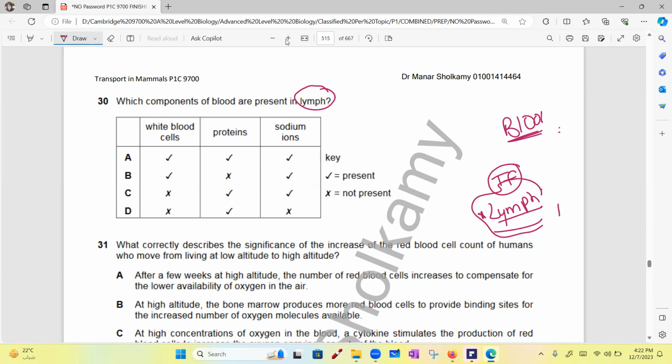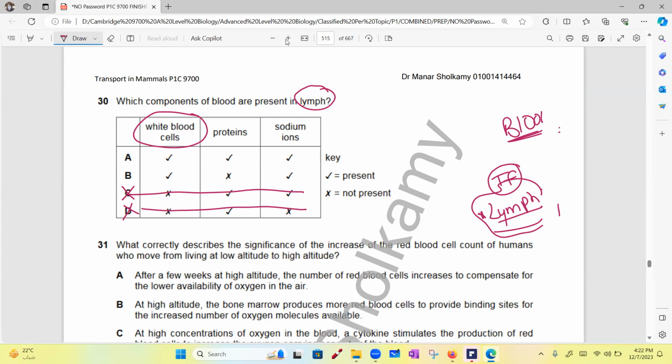Now, which components of blood are present in the lymph? The lymph, does it contain white blood cells? Yes, of course, it does contain white blood cells. So the answer is not C or not D. I will exclude answers. It makes it easier to exclude answers. The lymph, does it contain proteins? I don't think so. I just told you that it contains all three, but in different proportions.